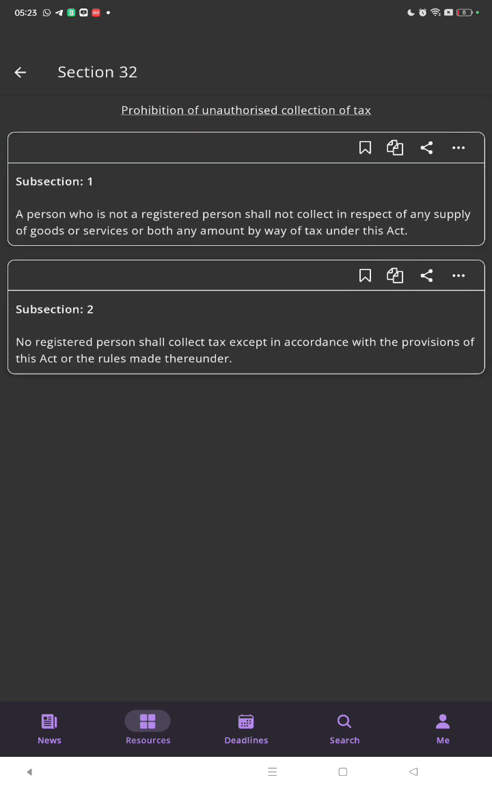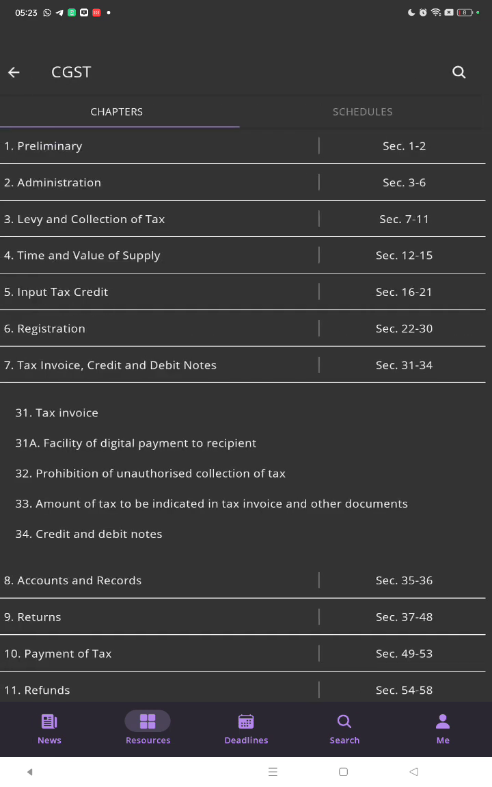Section 32, the prohibition of unauthorized collection of tax. Subsection 1. A person who is not registered shall not collect in respect of any supply of goods or services or both any amount by way of tax under this Act. Subsection 2. No registered person shall collect tax except in accordance with the provisions of this Act or rules made thereunder.